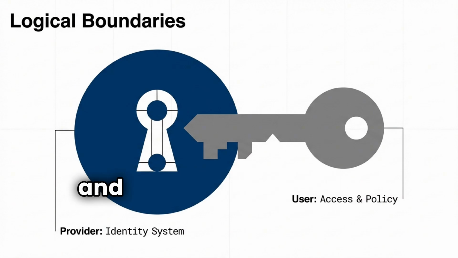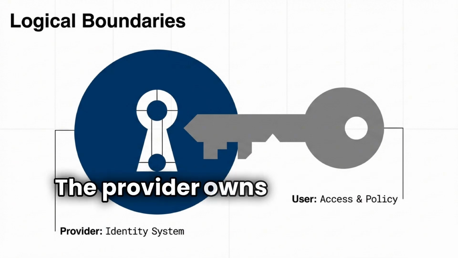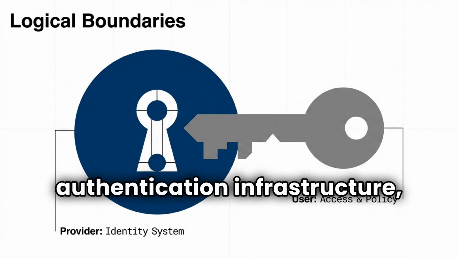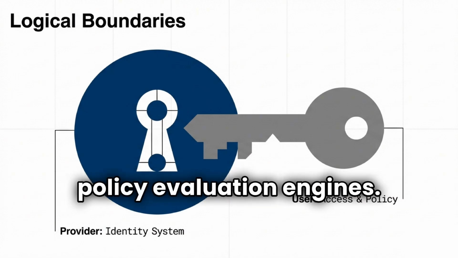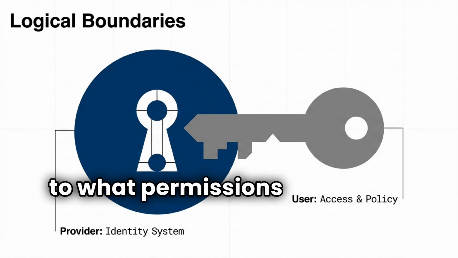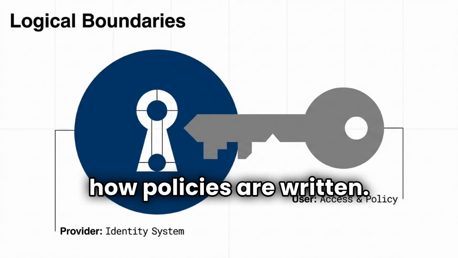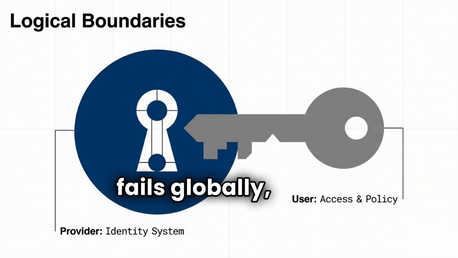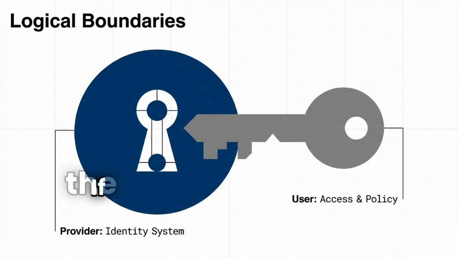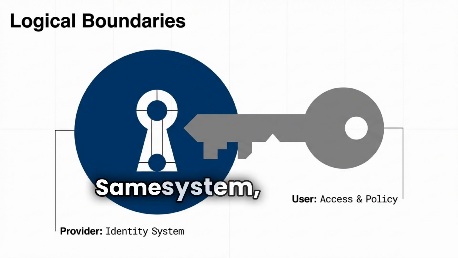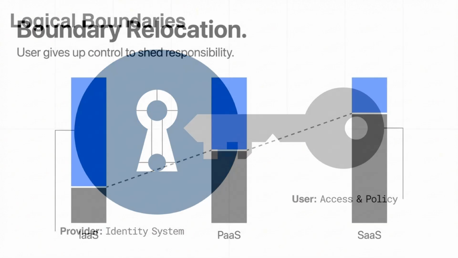Consider identity and access management. The provider owns the identity system itself, authentication infrastructure, policy evaluation engines, but the user owns who gets access, what permissions they have, how policies are written. The boundary is sharp. If authentication fails globally, that's provider-owned. If the wrong person gets access, that's user-owned. Same system, different side of the boundary.